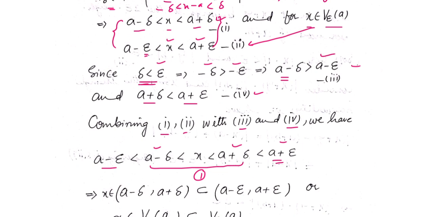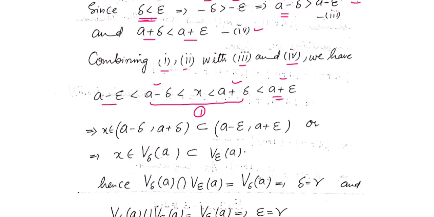So this shows that this open interval a minus delta to a plus delta is a subset of a minus epsilon to a plus epsilon. In other words, you can say that this open interval is actually the definition of delta neighborhood of a. So we replace this interval with this notation, and the other interval is actually the definition of epsilon neighborhood of a. So the delta neighborhood of a is a subset of the epsilon neighborhood of a.